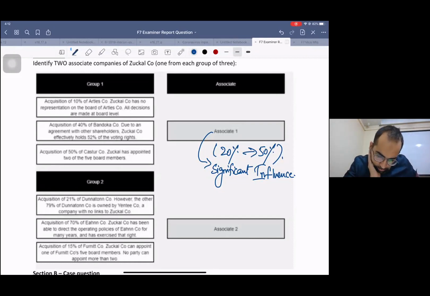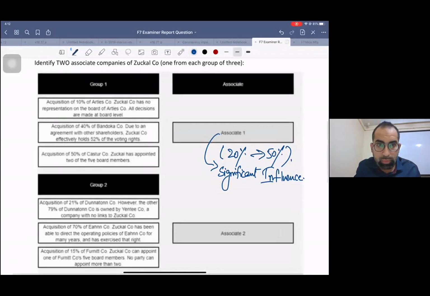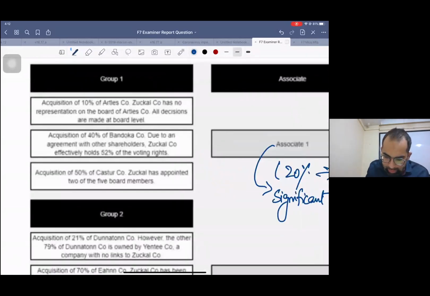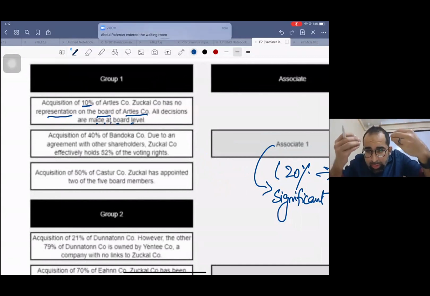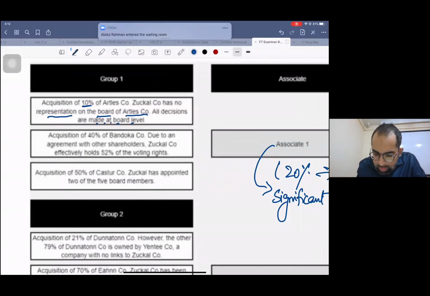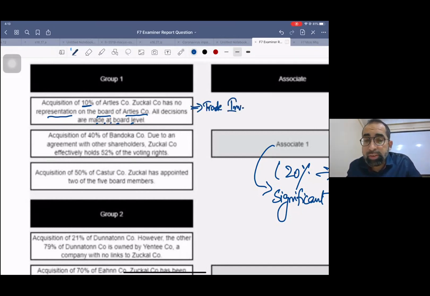Okay. Let me tell you. Group one, let me enlarge it so that you can read it easily. Acquisition of 10%, apparently 10% means no significant influence and no control, but let's see. Of RT's company, and we are Zuckal, right? Zuckal company has no representation on the board of RT's company. All decisions are made at board level. We have nobody in the board. That means neither do we have control nor significant influence. So this first line is basically trade investment, right?